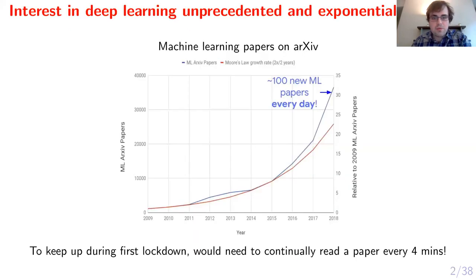Okay, so I thought it'd be fun to start off with this graph here. So we're all familiar with the current interest in deep learning and AI methods. And rather than going through all the different applications and their successes, I just thought I'd plot the number of arXiv papers per year in machine learning. So this red curve shows exponential growth according to Moore's law. This blue curve shows the actual number of papers. And if you set yourself the ridiculous task of trying to read every single one of them during the first COVID lockdown, you'd need to continually read a paper every 4 minutes, night and day. Okay, so there's a huge interest in machine learning.